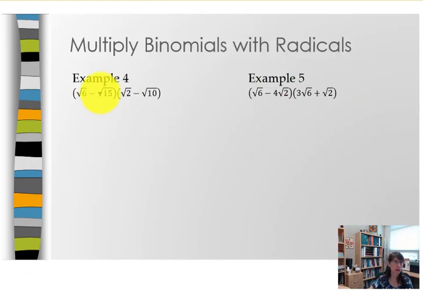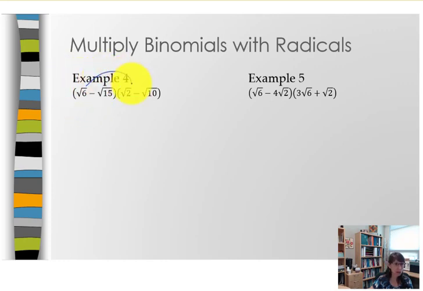For example 4, this pattern might look familiar to you. These are binomials. Do you remember FOIL or some type of distributing? That's what we're going to do here with our radical terms. Really, the only rule you have to remember is terms outside of the radicals get multiplied together, terms under the radicals get multiplied together.